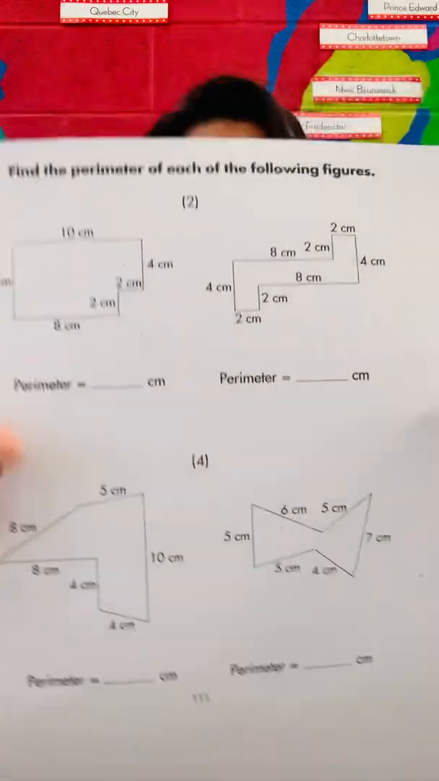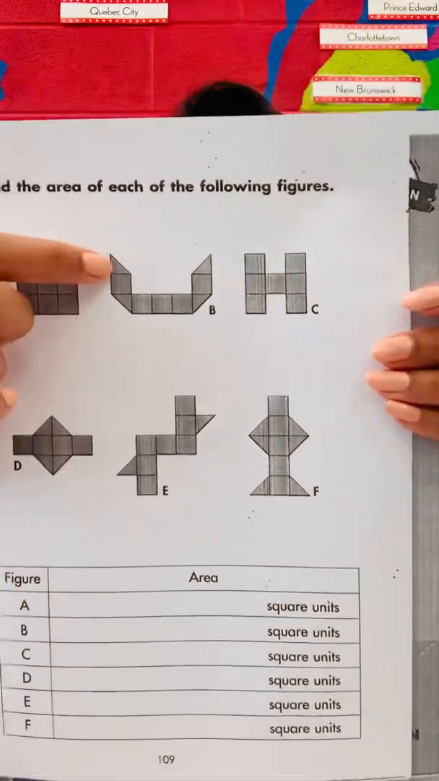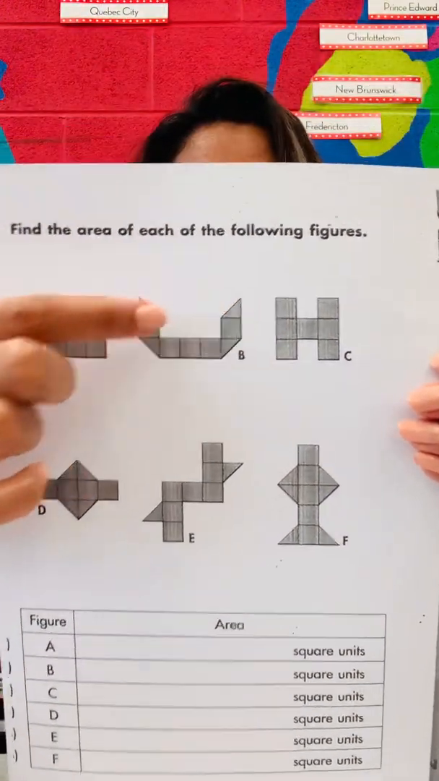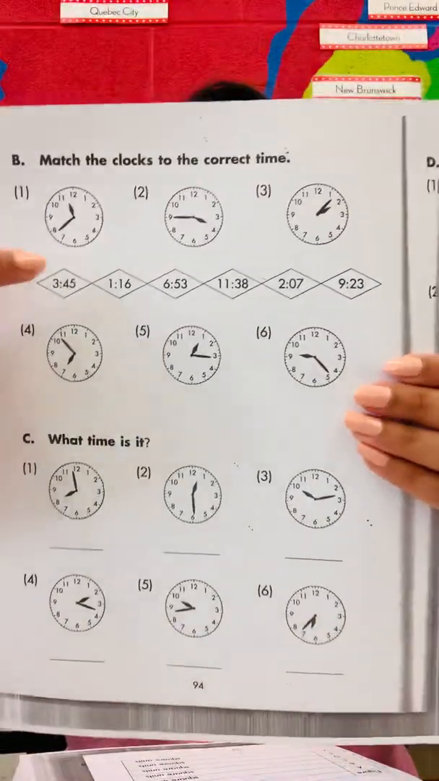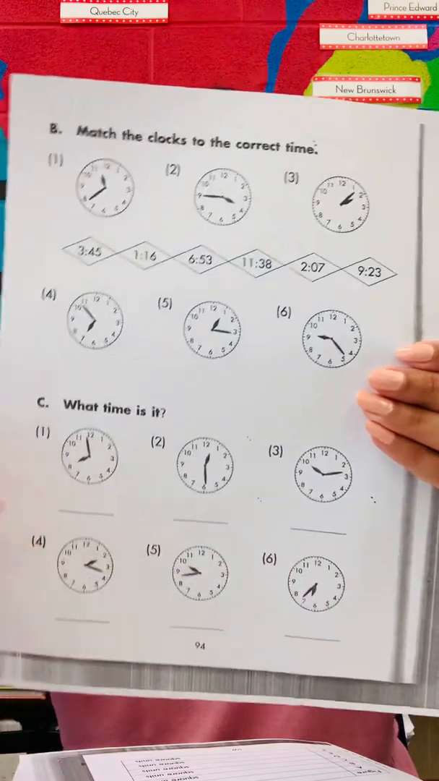So we are adding our numbers for our last page. We are counting our squares and figuring out how we are going to count the half squares. And for our first page, we are matching the time and telling what time it is. That's all you have to do for Monday.